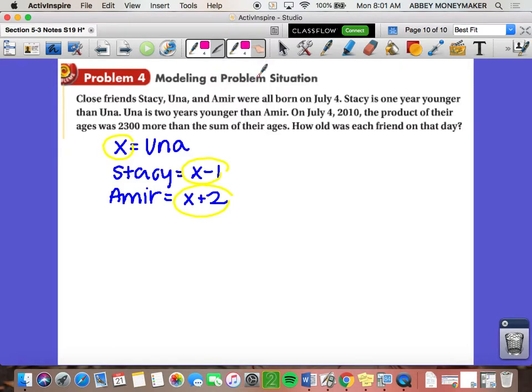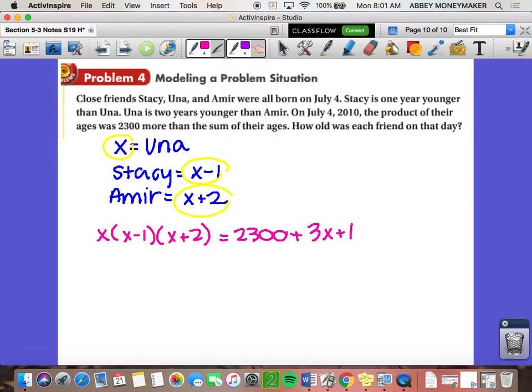And now we're ready to set up our equation. So it says here the product of their ages. So x times x minus 1 times x plus 2 is 2,300 more than the sum of their ages. So the sum of their ages would be 3x plus 1.